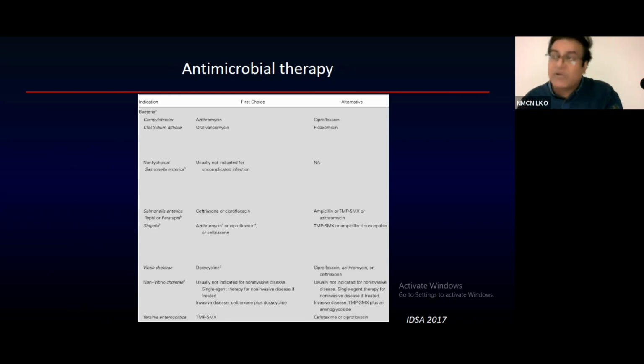Clostridium difficile, if you're getting it in the stool, treatment of choice is oral vancomycin and not metronidazole. Non-typhoidal Salmonella, usually you don't need antibiotics. Salmonella typhi, drug of choice is ceftriaxone. Shigella, again, drug of choice is azithromycin or ciprofloxacin. Vibrio cholerae, treatment is doxycycline. And non-cholera Vibrio, usually you don't need antibiotics. Yersinia, again, treatment of choice is trimethoprim-sulfamethoxazole.